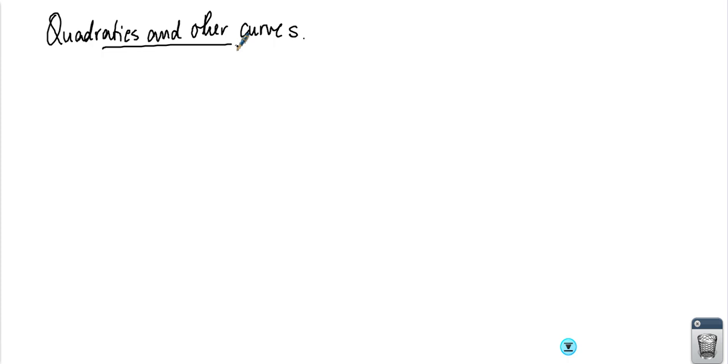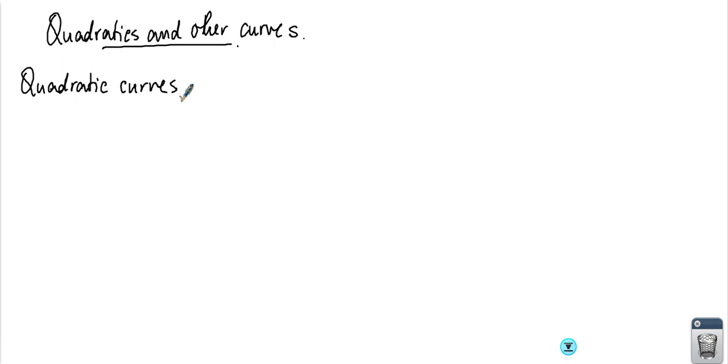Quadratics and other curves. First, a little bit of theory. When we talk about a quadratic curve, let me remind you, we've done this in the other lesson.